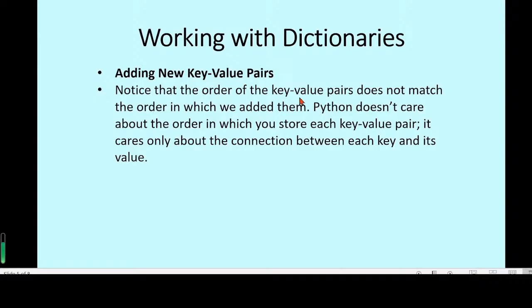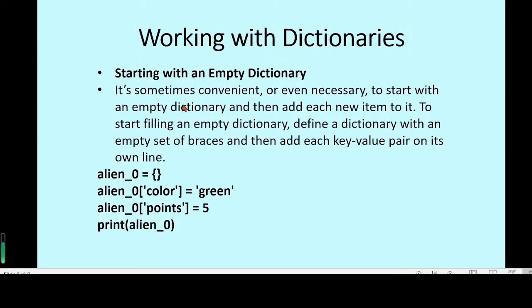Notice that the order of the key-value pairs does not match the order in which we added them. Python doesn't care about the order in which you store each key-value pair in a dictionary. It cares only about the connection between each key and its value. And you can start with an empty dictionary. It's sometimes convenient or even necessary to start with an empty dictionary and then add each new item to it. To start filling an empty dictionary, you can define a dictionary with an empty set of braces and then add each key-value pair on its own line.